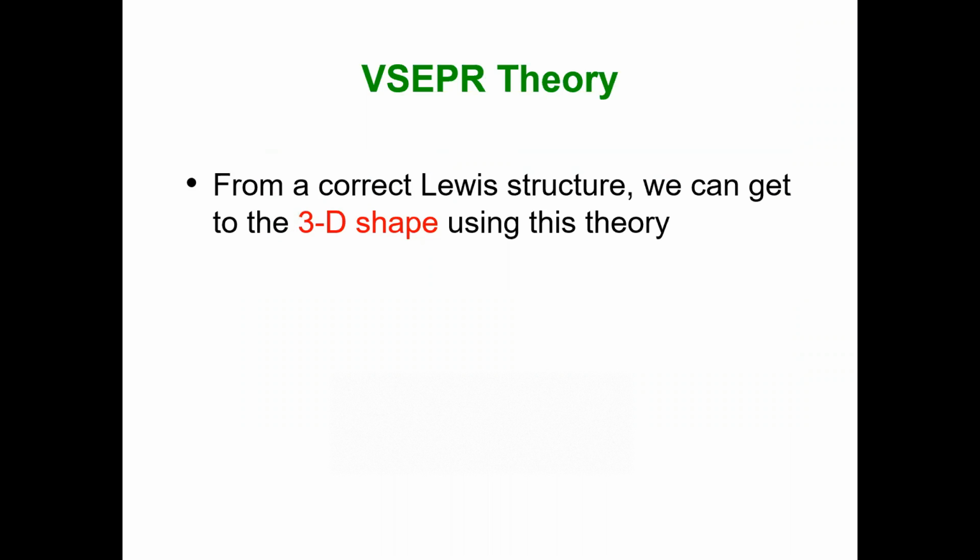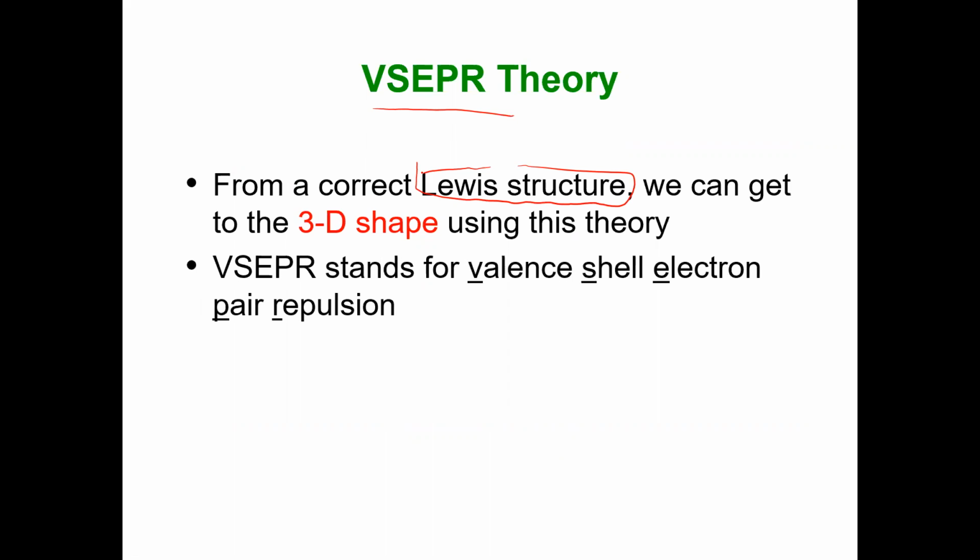So the first thing is the concept of valence shell electron pair repulsion theory. So now that we know how to draw correct Lewis dot structures, we can determine from a Lewis structure what the 3D shape of a molecule or polyatomic ion might look like. So the VSEPR stands for valence shell electron pair repulsion theory. Why such a long term?